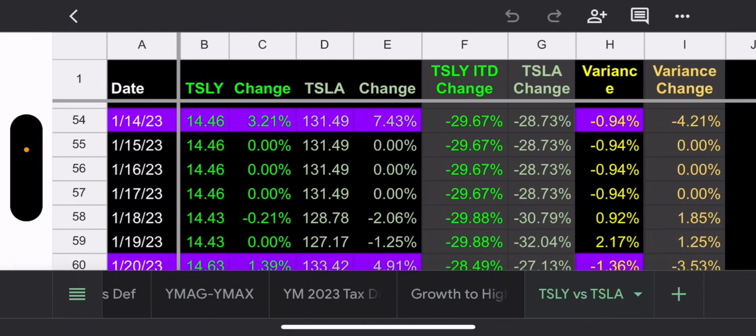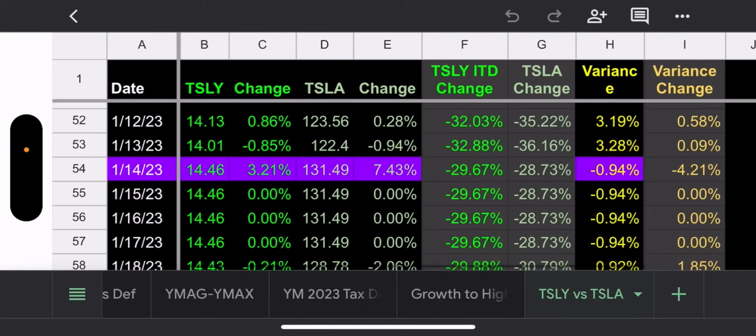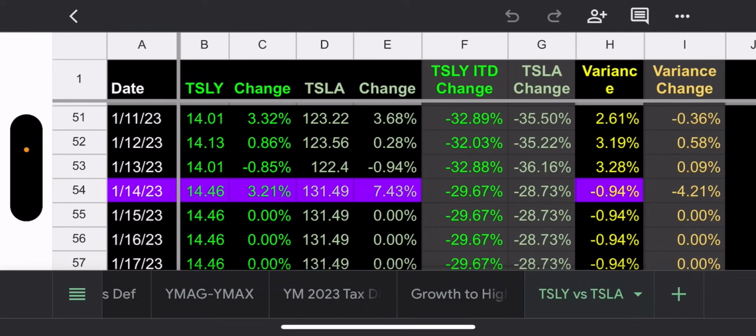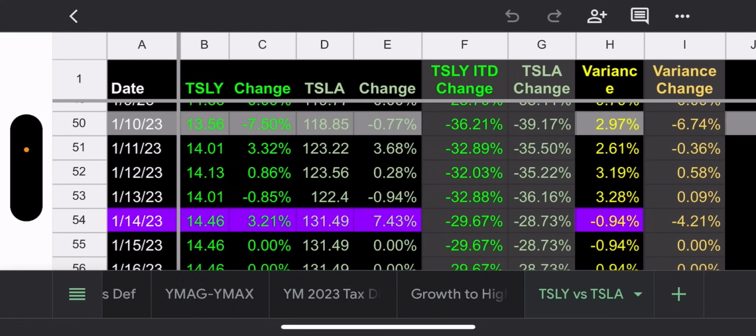So here's another purple day. Tesla went up one day 7.43%. Tesley only captured 3.2%. So we lost out on 4% in one day. So you can imagine the damage that could be done over a long period of time if we're not capturing these drastic swings in price.